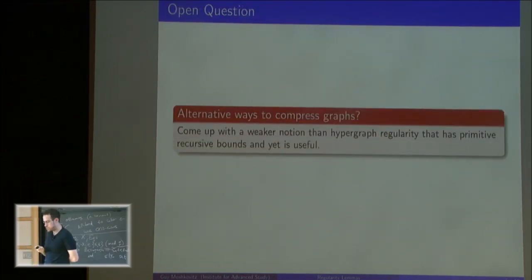And this brings up an open question. Can you come up with a different notion of hypergraph regularity which has bounds that are better than the Ackermann function bounds, but it is useful, that you do have a counting lemma for it, and you can prove all those implications? So that could be very significant.